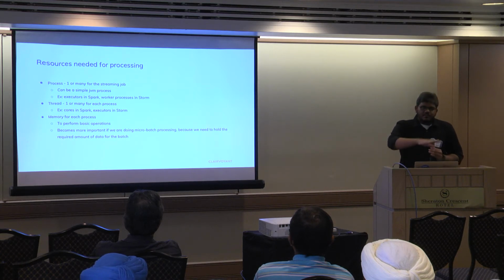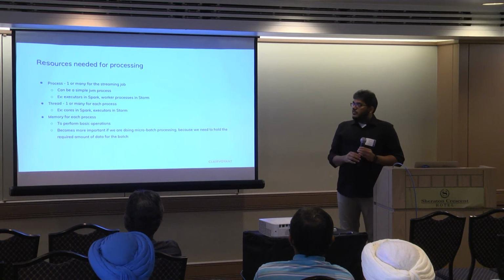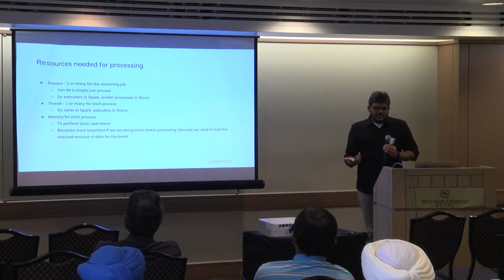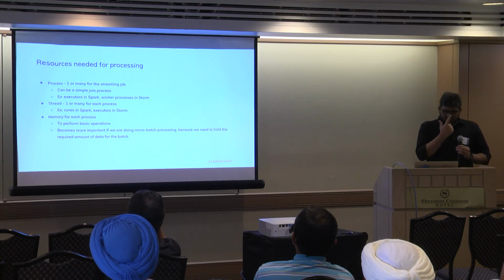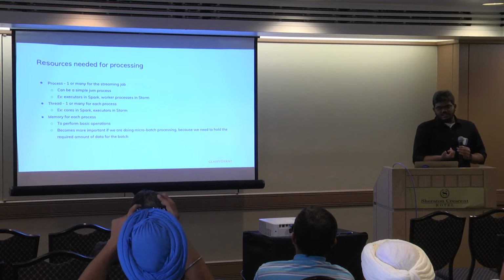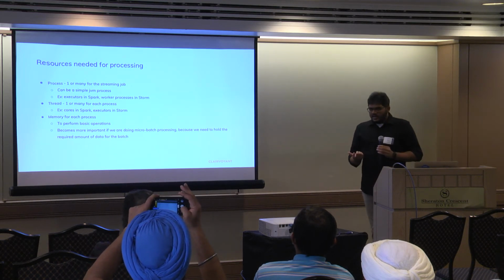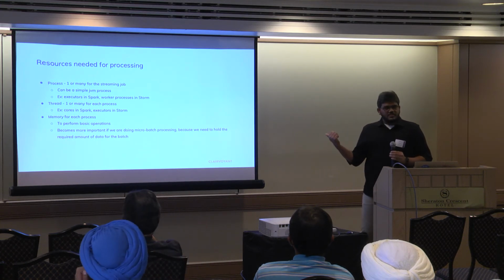So coming back to the generic. Now we are done with the individual stages of the life cycle, right? I just wanted to draw a couple of slides for the entire process. What are the resources we need for processing a streaming job? The first one is a process, mostly a Java process, a JVM process. It can be one or many. Again, as I said, these can be executors in Spark or worker processes in Storm, right?